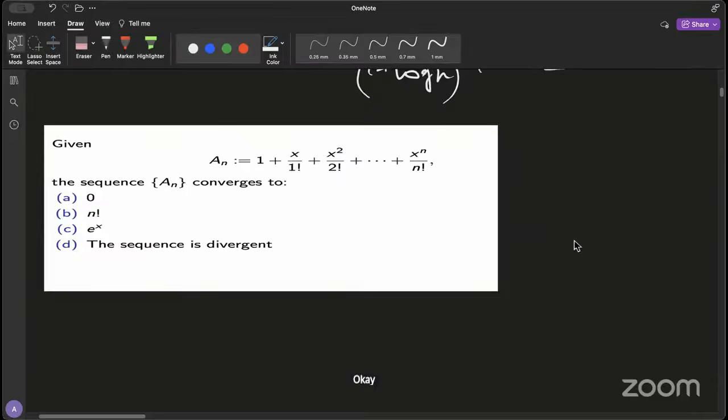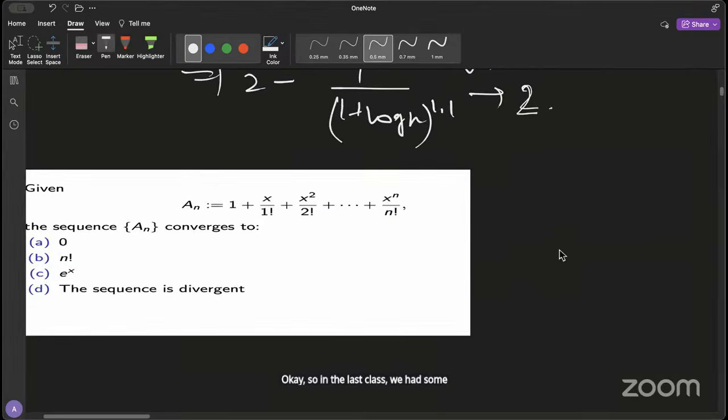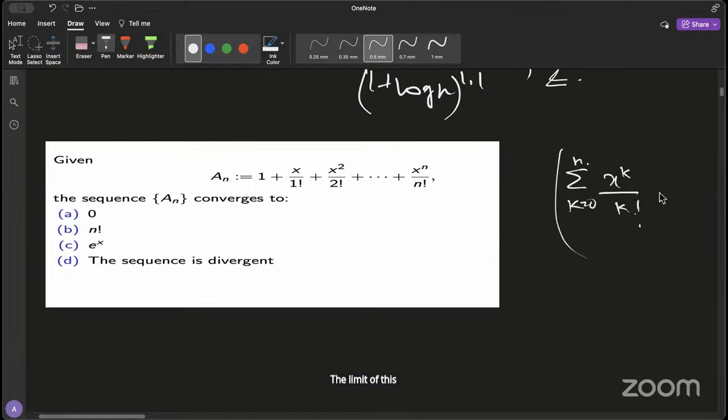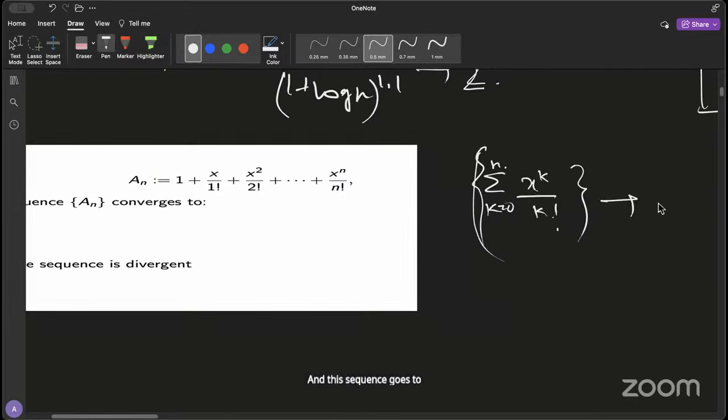Okay, so in the last class, we had some important limits that were supposed to be learned. One important limit was x to the power n by n factorial, or let's take k here, x to the power k by k factorial, when k varies from 0 to n. The limit of this sequence goes to e to the power x, right?